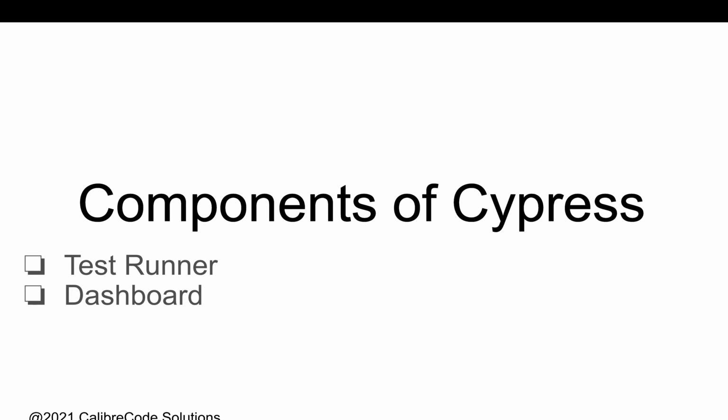Now, what are the components of Cypress? Cypress comprises two things. One is a test runner, and second is a dashboard. So you can keep these two terms in mind: a Cypress test runner and a Cypress dashboard. I will tell you more about these two components in the upcoming tutorials.